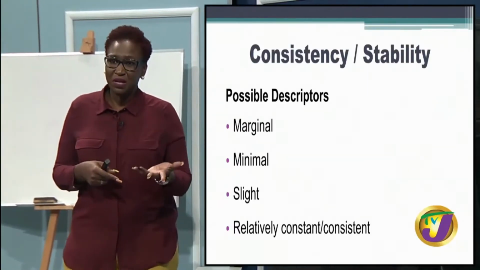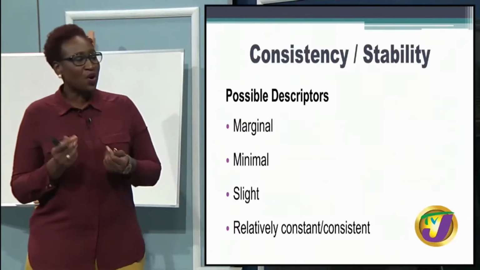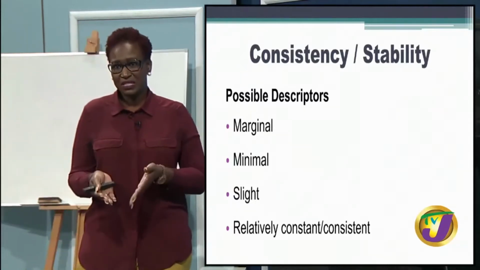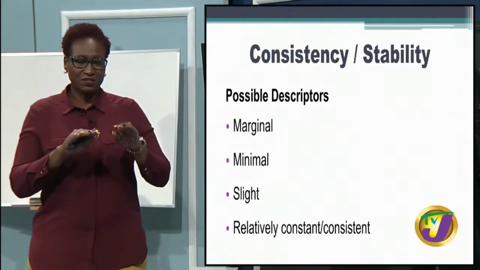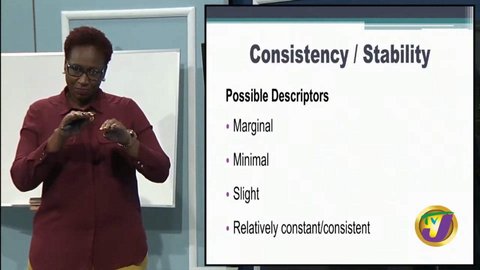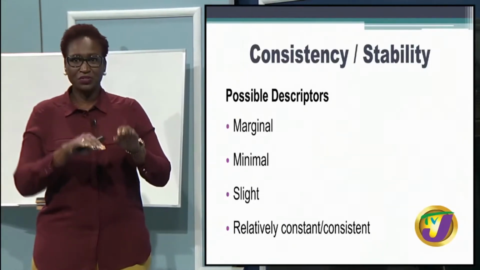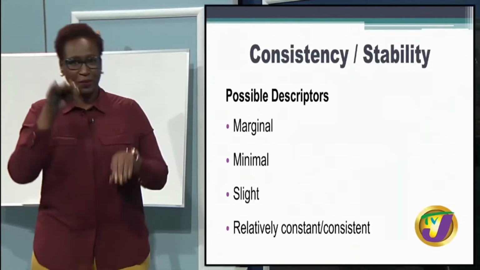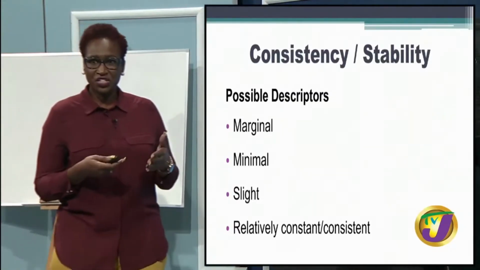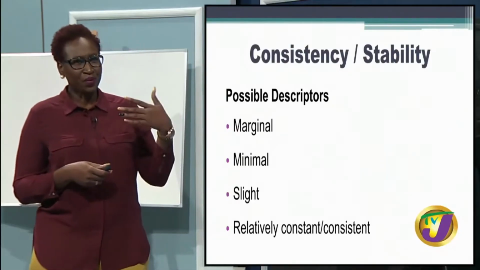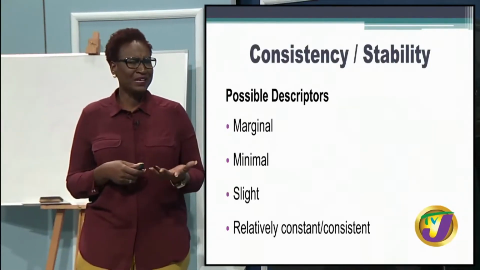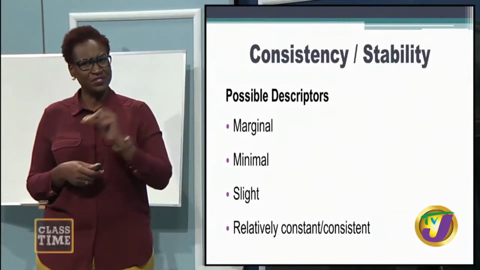So it can be minimal, it can be slight, or it can be relatively consistent or relatively constant. So the figures, they're like this with a little blip or a little dip, but nothing like this. It's not moving up and down. So it's hardly changing over time because in a real life situation, when you're collecting data, it's highly unlikely you're going to get the same figures every single time.